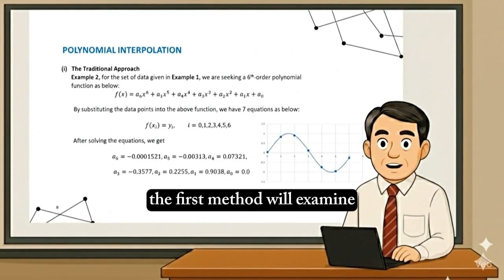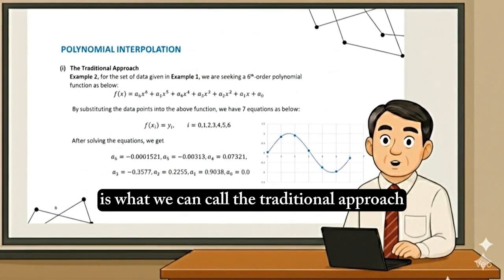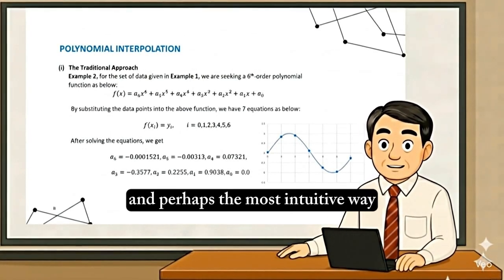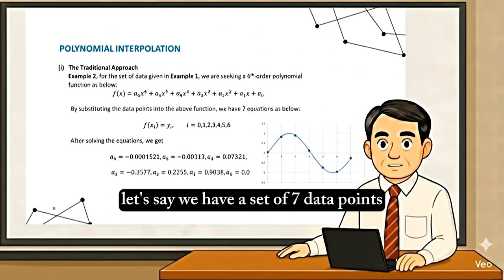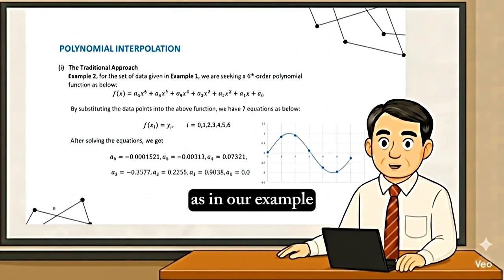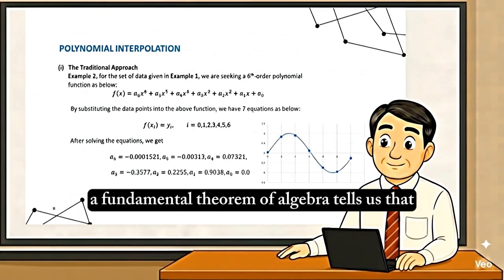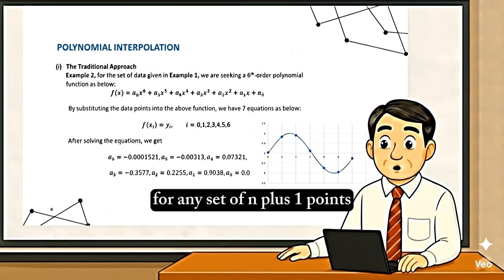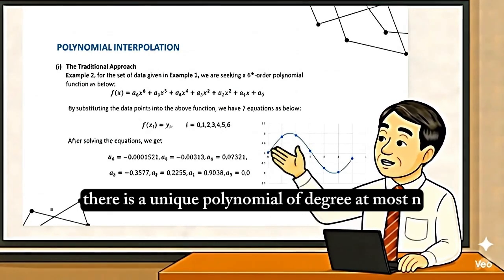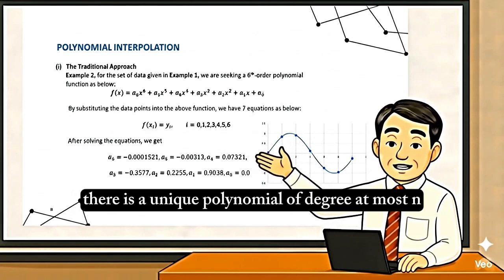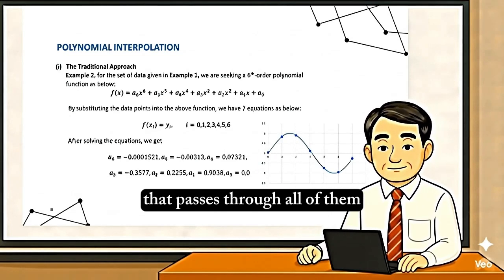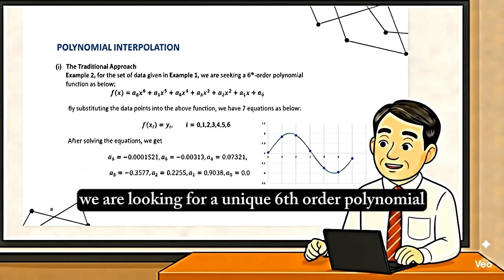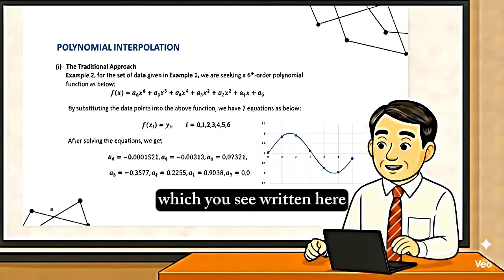The first method we'll examine is what we can call the traditional approach. It's the most direct and perhaps the most intuitive way to solve the problem. Let's say we have a set of 7 data points, as in our example. A fundamental theorem of algebra tells us that for any set of n plus 1 points, there is a unique polynomial of degree at most n that passes through all of them. So, for our 7 points, we are looking for a unique 6th-order polynomial, which you see written here.